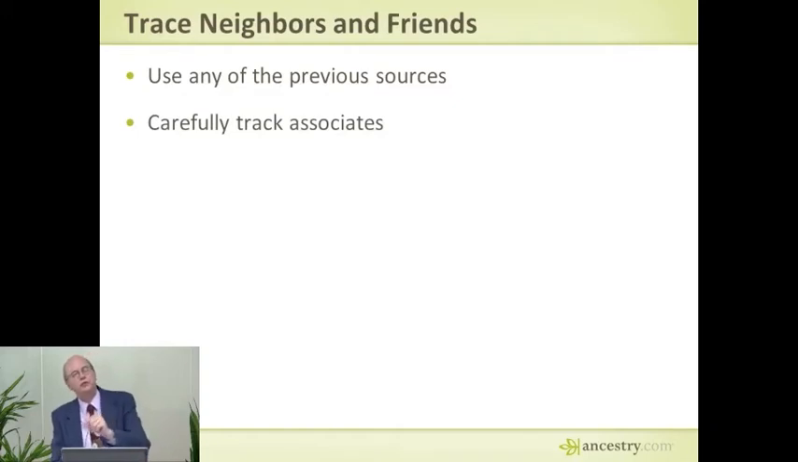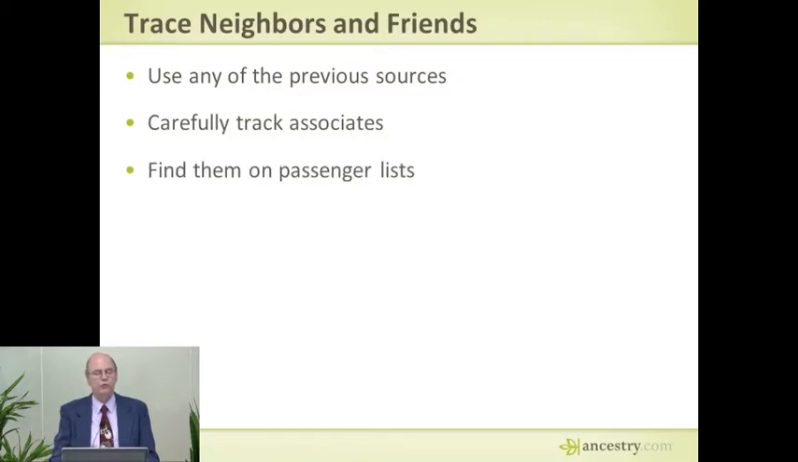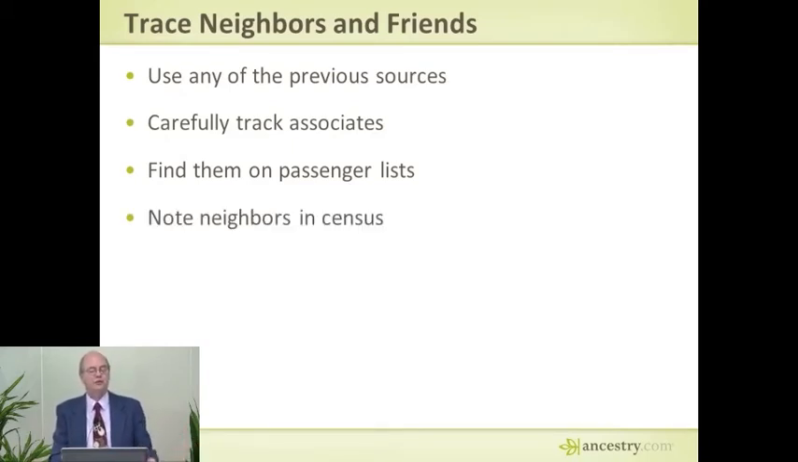So you need to carefully track the person's associates. Who did they come with? Are there other people on the passenger list with them? Are there people who are signing the deeds as witnesses and who also were godparents for their children in the church records? Watch out and look for who those people are. Okay? If you haven't had much success on the passenger lists, or you've only found the ancestor, now look for those neighbors and friends on those lists, because sometimes the passenger list will give you more clues for a neighbor or a friend, but not for the ancestor.